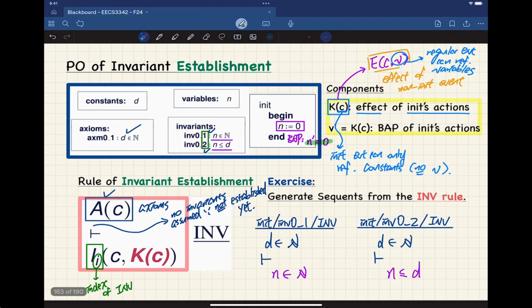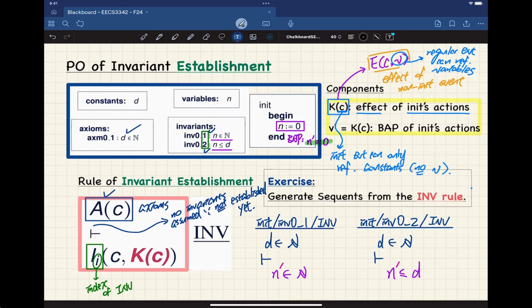So the first step is to copy it. Second step, we want to prime the variable. So make sure you prime that. So prime here and prime here, to say that the post state for n after the init event should be a member of natural number, and also the post state of n after the init action should be less than or equal to d. Almost done. And we know that the before-after predicate is n prime equals 0. That's something you want to do.